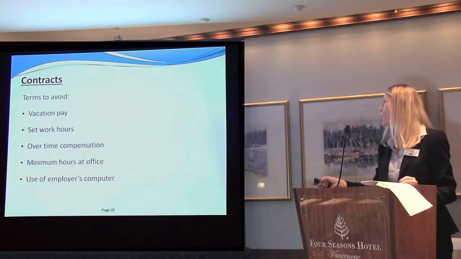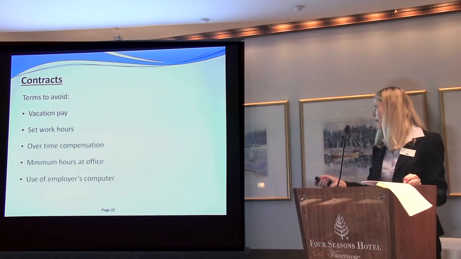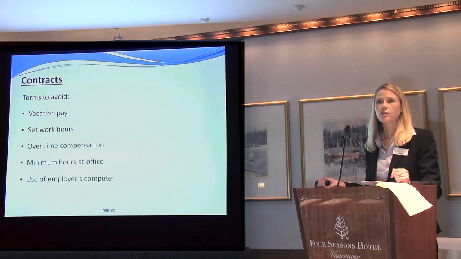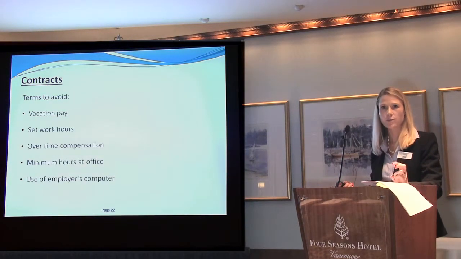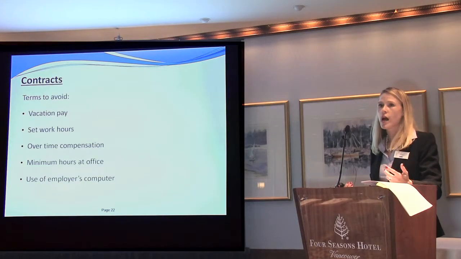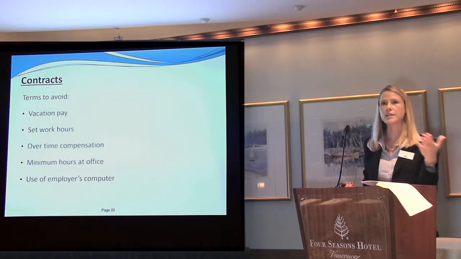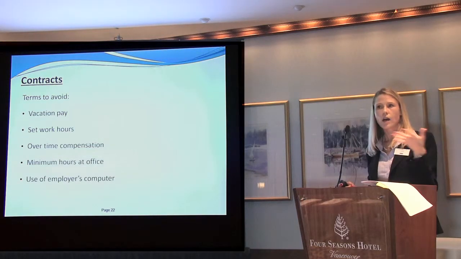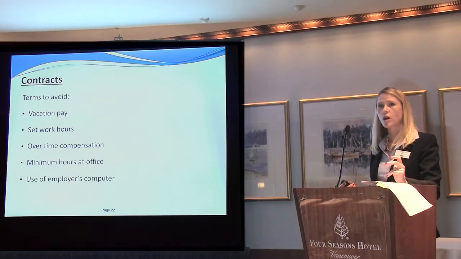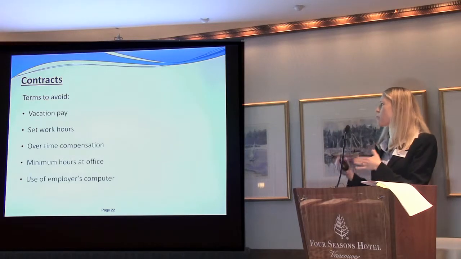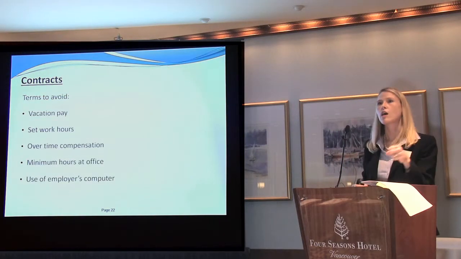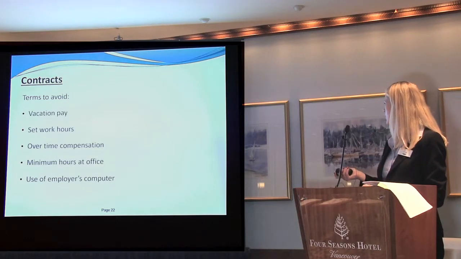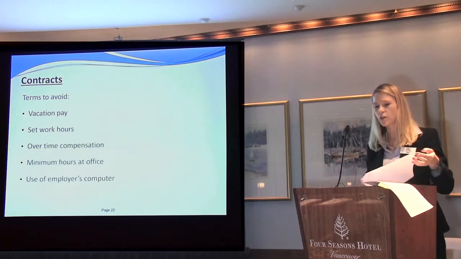So a couple of things that we notice in contracts that could be very confusing to the CRA, especially if you're trying to be an independent contractor, is stuff like vacation pay. Generally, if you think about an independent contractor, they don't get vacation pay, but an employee would. Set work hours, requiring the individual to be in the office between 8 and 5, that should be avoided. Overtime compensation, once again, goes back to being an employee. Employees generally get paid overtime. Minimum hours in the office: by setting the hours that they have in the office, you could potentially be limiting their hours to get a different contract. And I'm not sure what the use of we should have in there that they use their own tools.